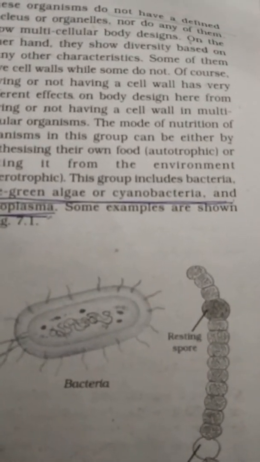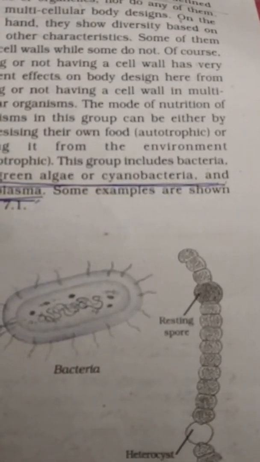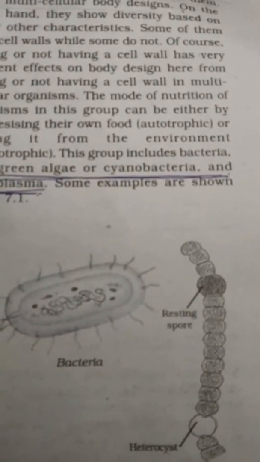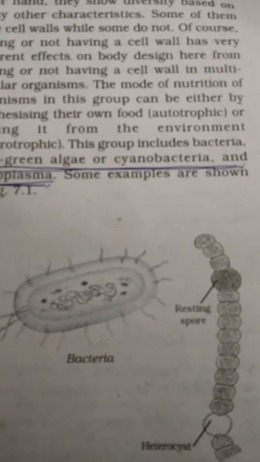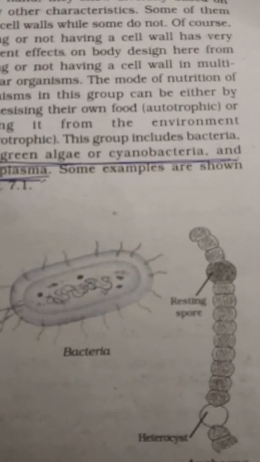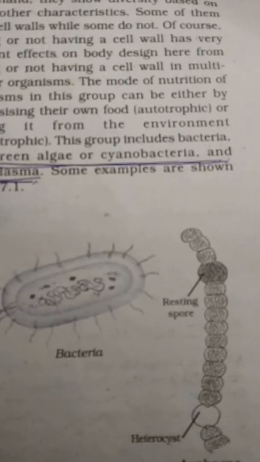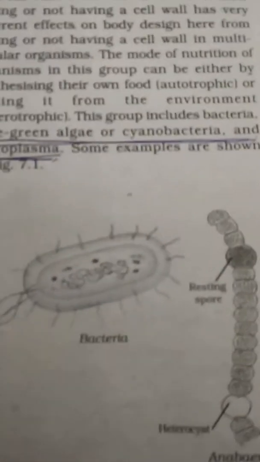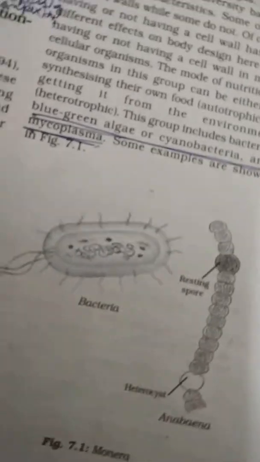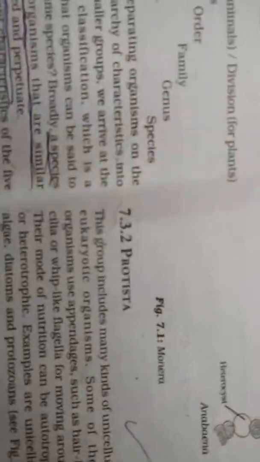So here we are done with the Monera. Just pause this video and revise what you have learned about Monera. Just remember 3 things: prokaryotic; they show variety on the basis of cell wall and mode of nutrition; and finally the examples. Here you are done with the Monera. Now it comes to Protista.